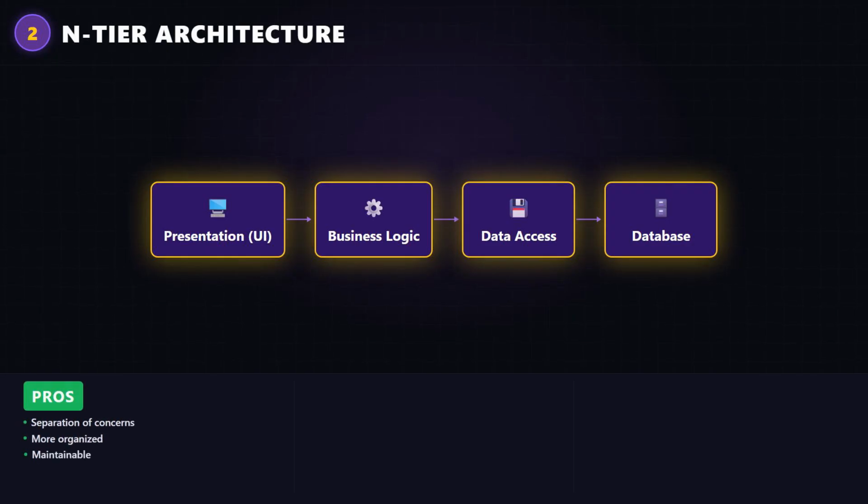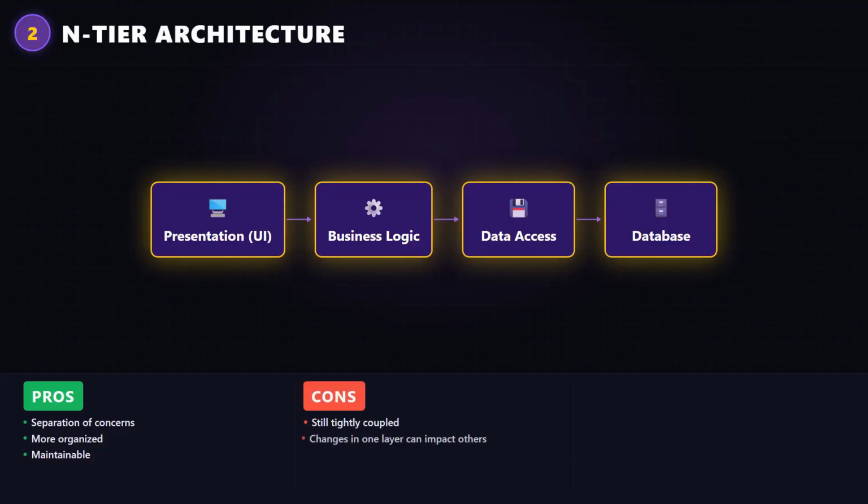So why is it useful? It's more organized. If your UI designers want to change how things look, they don't need to touch the business rules. Nice separation of concerns. The catch of this architecture is that the layers are still tightly connected to each other. So if you change something in one layer, it can still ripple up and affect the others.